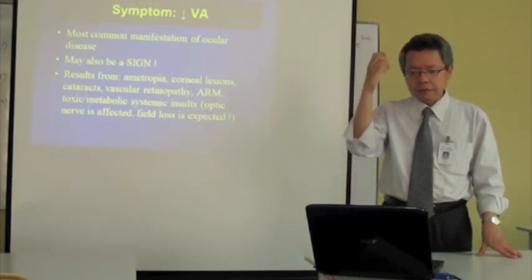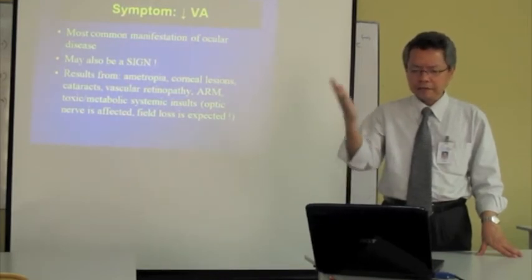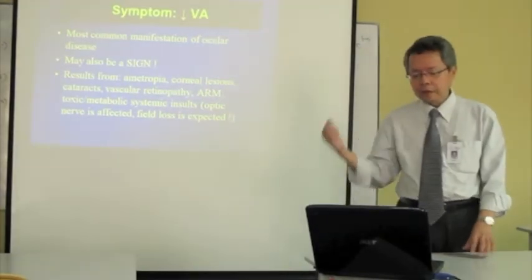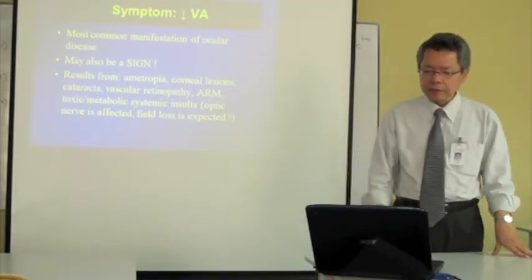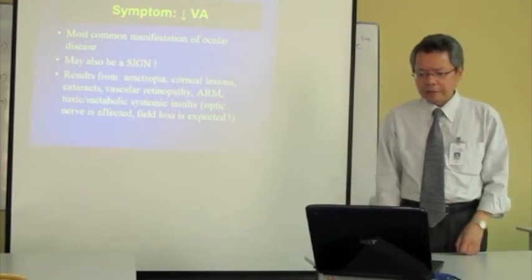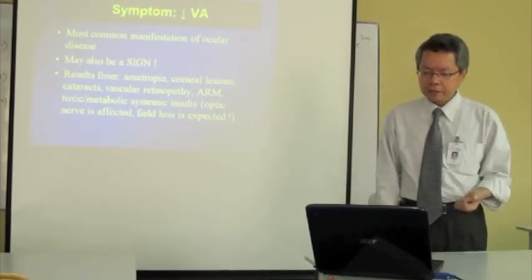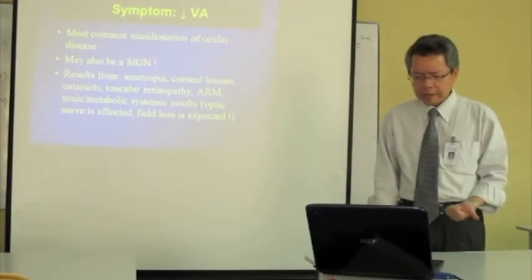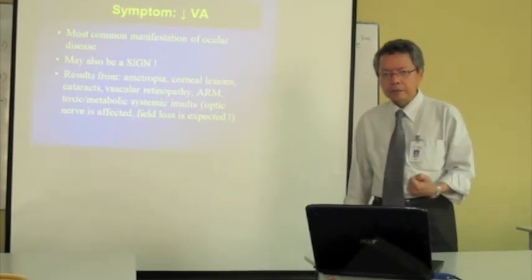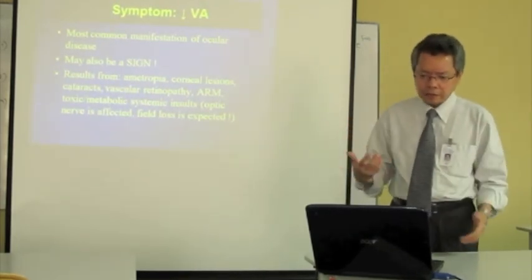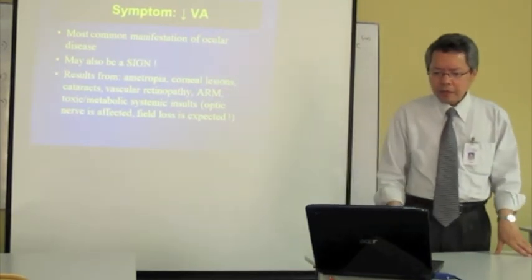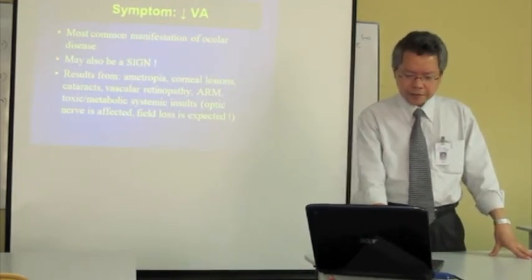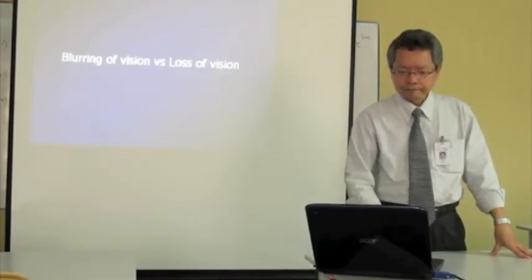So what can cause reduction in vision? Anything that affects the front of the eye to the back of the eye, plus the optical defect or ametropia. I've got it listed down here as ametropia, corneal lesions and damage to the cornea, cataracts, retinopathy, damage to the retina, age-related macular degeneration, the most common ocular condition in the Western population. Any toxic or metabolic insults as a result of a systemic condition can also damage the optic nerve fibers. And you would expect field loss to be present as well on top of loss of vision.